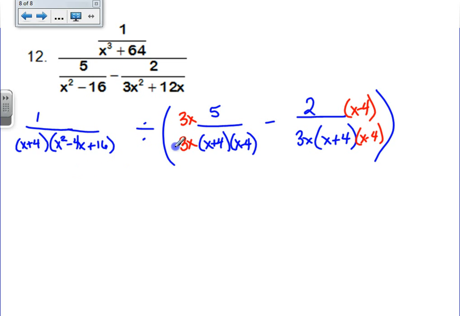So I'm going to kind of cheat, and I'm going to write above here, 3x times 5 is really a 15x. And careful, you're distributing a negative 2 into this, so that becomes a negative 2x plus 8 in my numerator. And then our denominator, of course, is what we have written. So, because I'm tired, I'm going to skip to the second to last step. I'm going to rewrite it as our multiplication problem.